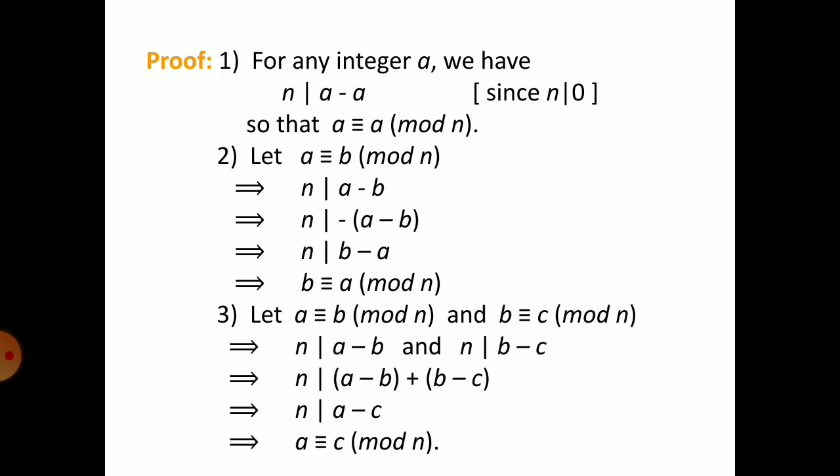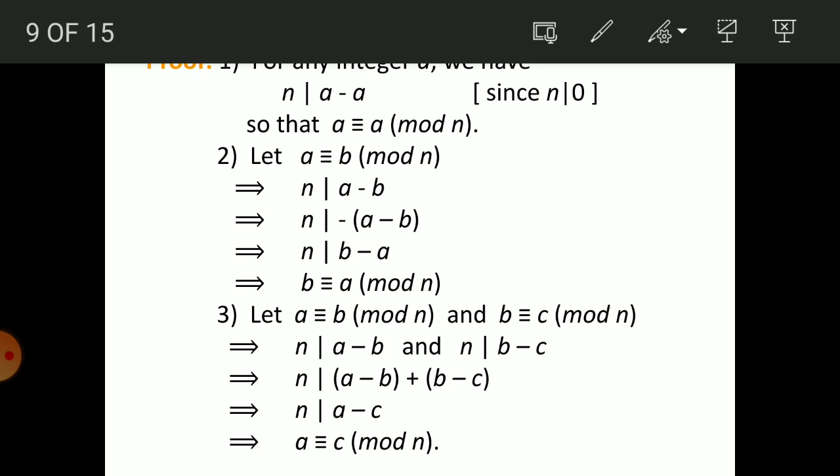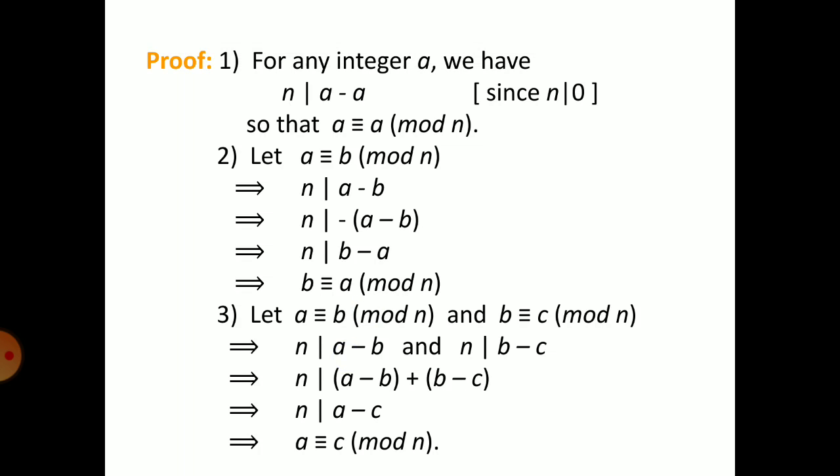Now proof of third. What is the third property? If a is congruent to b mod n and b is congruent to c mod n, then we have to prove that the first integer a is congruent to the third integer c mod n. Now a is congruent to b mod n implies n divides a minus b.